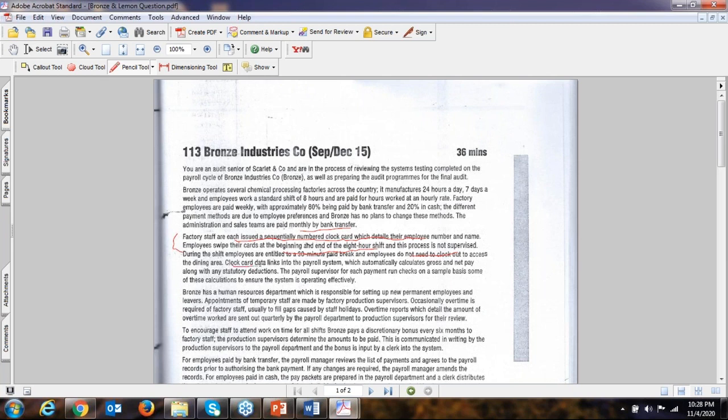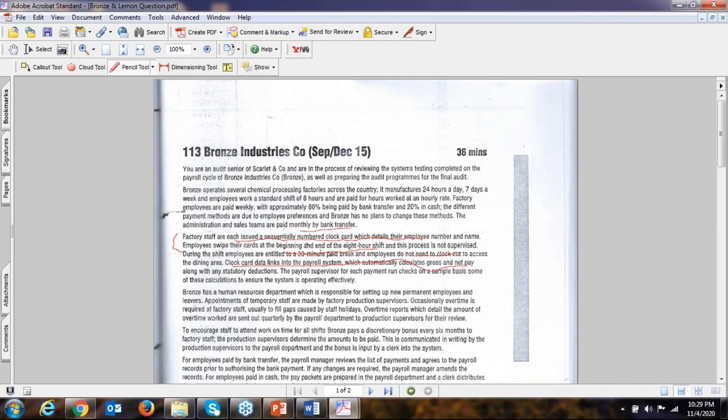Next, clock card data links into the payroll system, which automatically calculates the gross pay and net pay. This is another key control. Here I am mentioning the key control first, so to save time, you just need to copy this sentence and paste it in your answer: clock card data links into the payroll system, which automatically calculates the gross and net pay along with any statutory deductions. So this is the key control.